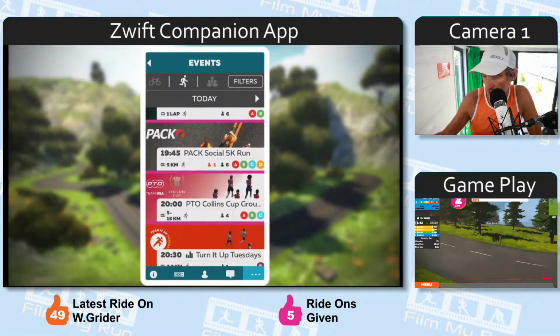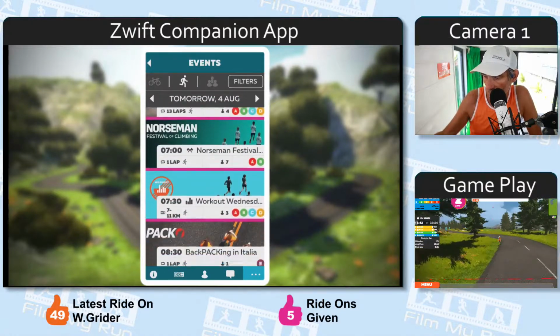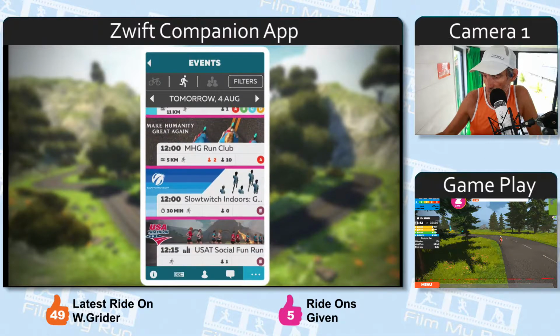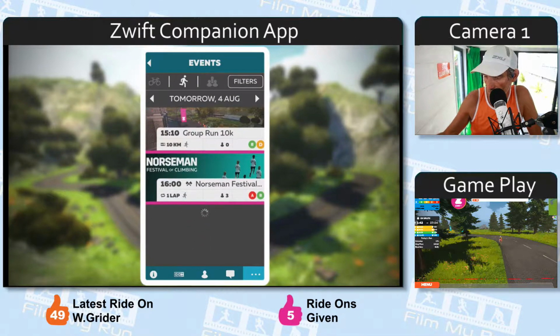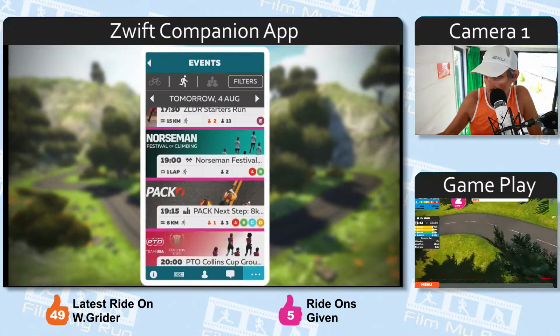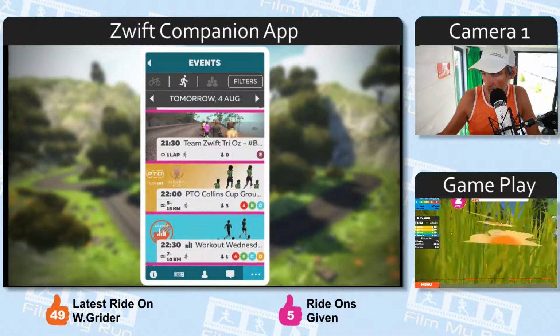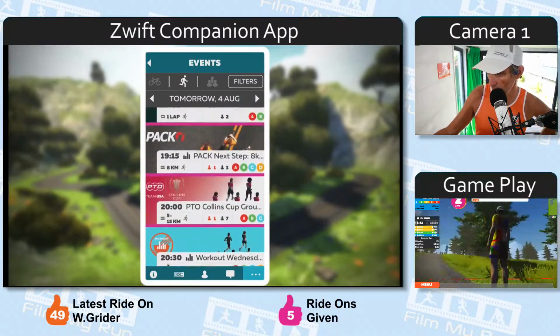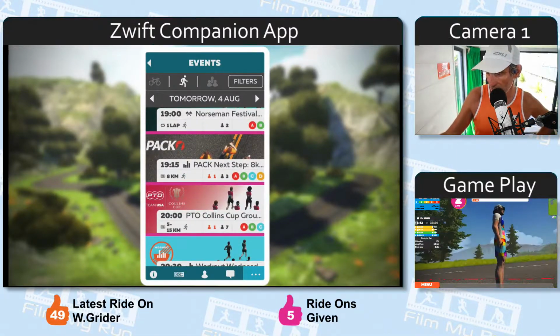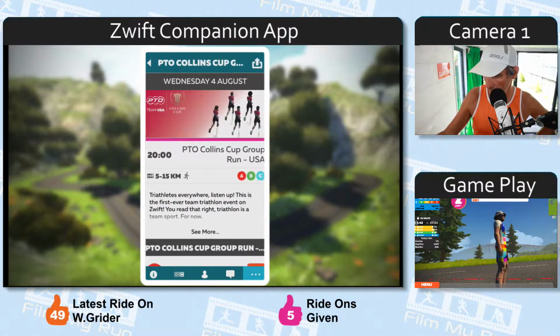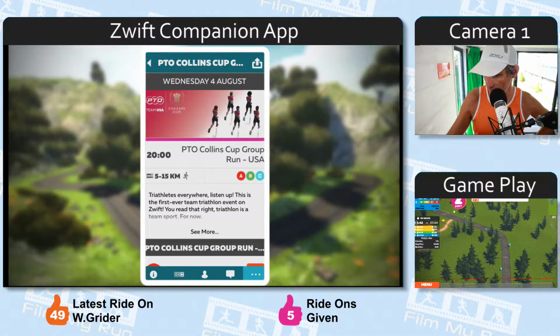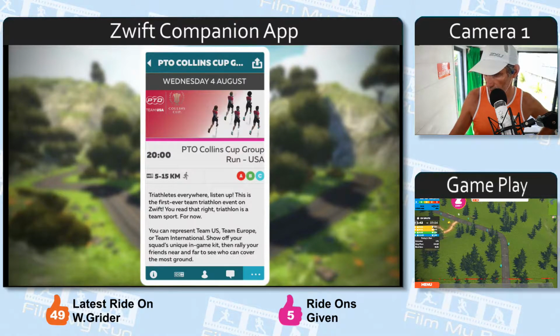And maybe, let's see, tomorrow, is there a Collins Cup that I can do later in the evening? 3 o'clock? There isn't, is there? Look at that, that's annoying. No, there isn't a Collins Cup tomorrow evening. We've got PAX Next Step 8K. Oh, hang on. What's this one here? Collins Cup. Right, right, I'm not sure I understand this.